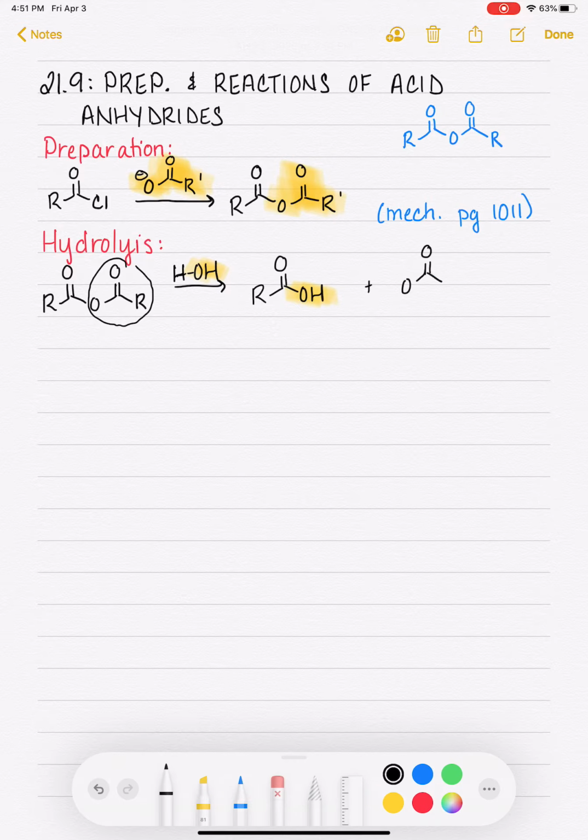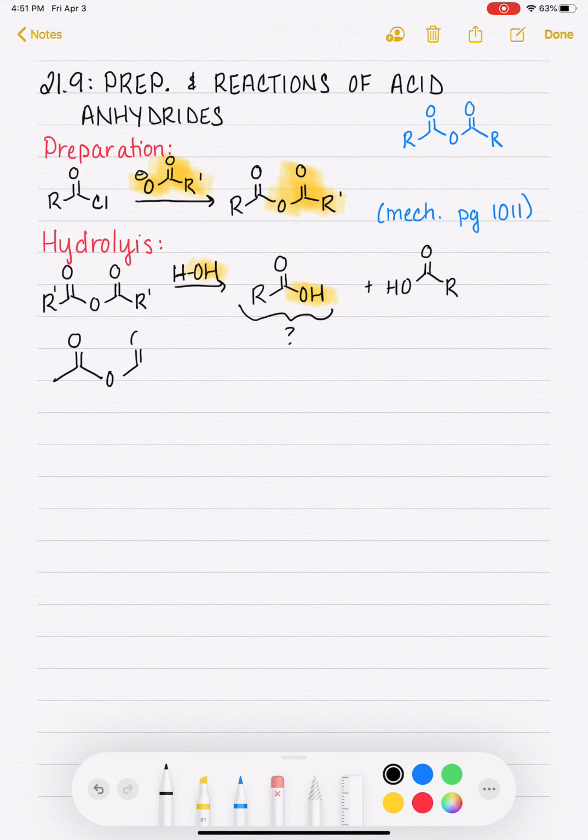And actually, a lot of times what we end up seeing is a couple carboxylic acids, 2 carboxylic acids being made. So this will raise questions with students like, what if these 2 R groups are different? What's the actual product of this reaction? Let me draw an example of what I mean.